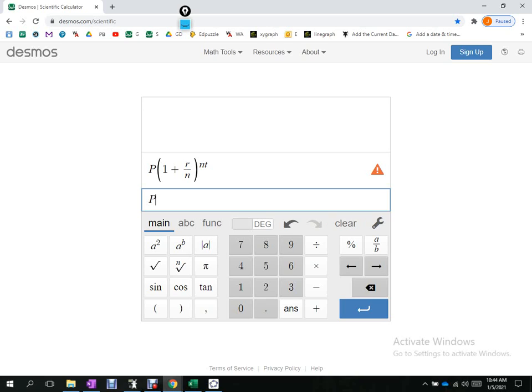Now, I just have to go through and define what I want my variables to be. So I'm going to say P. We said P was going to be 1,000. R, we said type in R, hit equals, and it's got to be 0.12.